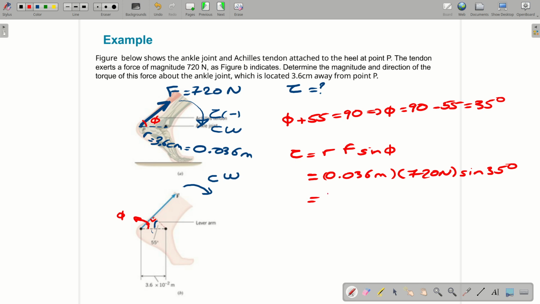It's 14.87, and the unit is Newton times meter. Direction, if I'm asked to provide the direction, it's negative. So this is the magnitude, and the direction is negative, meaning it's clockwise. That's what torque is.